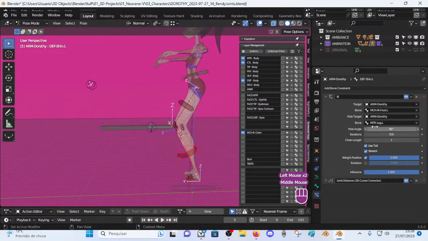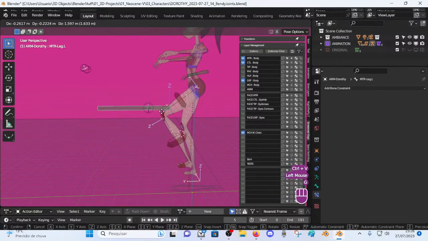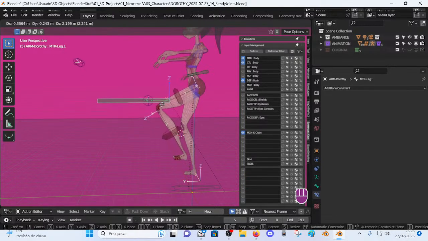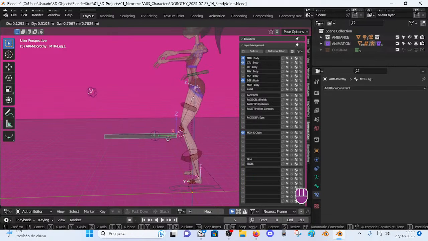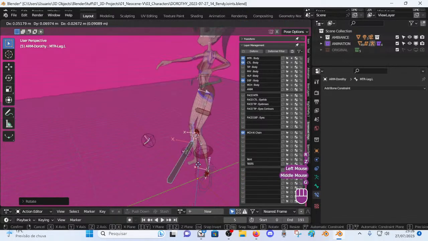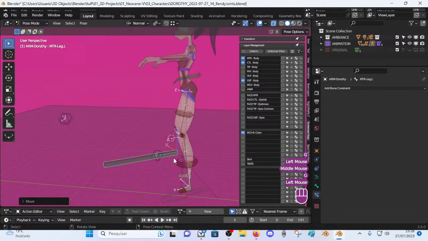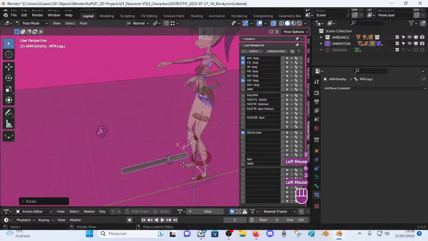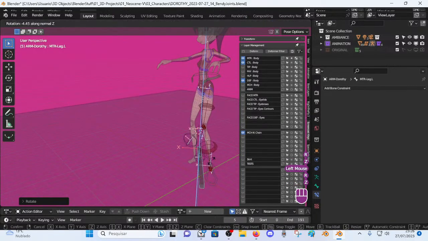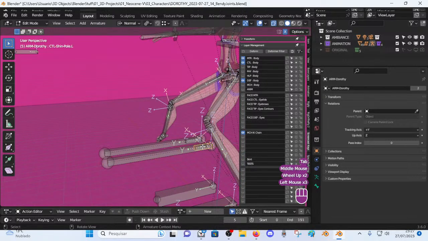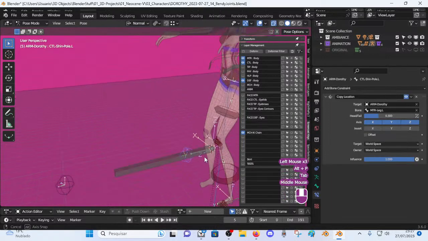Wait, what? Where is the... It's still using the... Okay. So now let's use this instead. Let's see now. Okay, this looks, I don't know, there's some strange motion going on there. Did I not realize it, or is it because this parenting is wrong? Maybe this parenting is not supposed to happen.